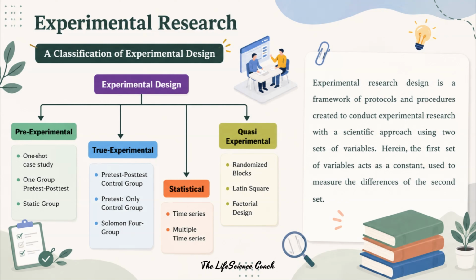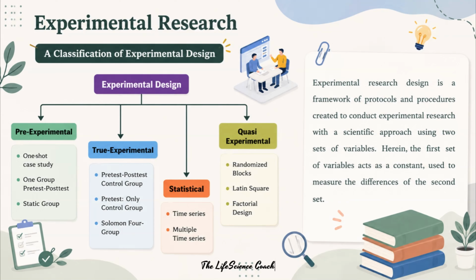Experimental research is considered one of the strongest research methods because it allows greater control over the study environment. There are different types of experimental designs used in research. Pre-experimental designs are the simplest forms and are often used for basic observations or preliminary studies. True experimental designs are more advanced and involve random assignment of participants into groups, making the results highly reliable. Quasi-experimental designs are similar to true experiments but do not use complete random assignment, making them useful in real-world situations where full control is difficult.